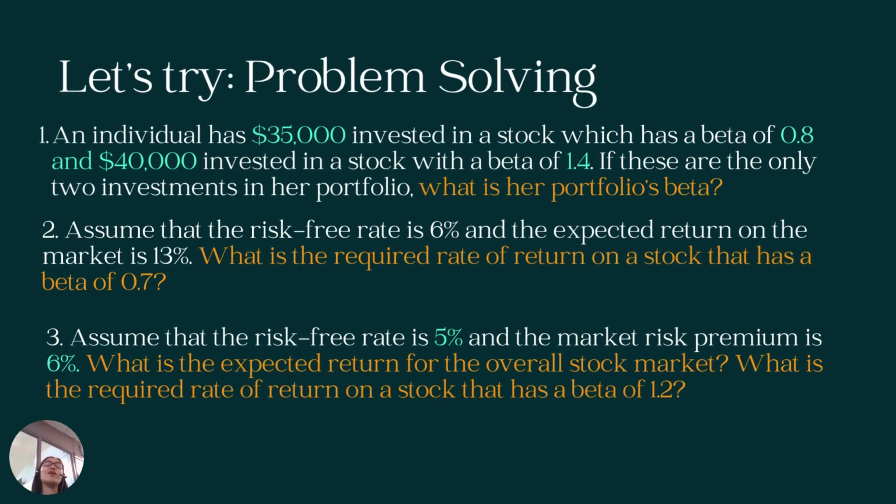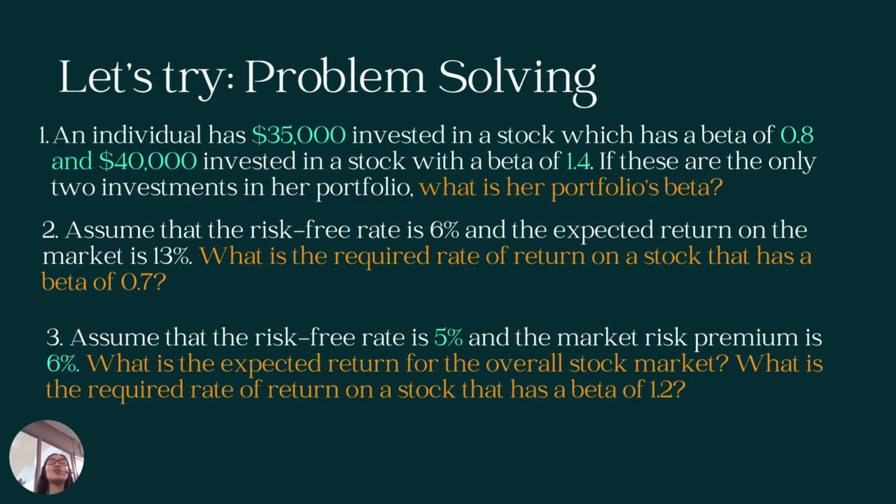Problem solving. There are three situations or problems that we need to solve. First, an individual has $35,000 invested in a stock which has a beta of 0.8 and $40,000 invested in a stock which has a beta of 1.4. If these are the only two investments in her portfolio, what is her portfolio's beta?